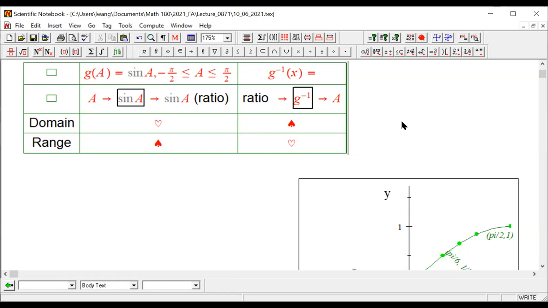Now I want you to look back and review what we have done. Those 1-to-1 functions we have done in the past, the exponential and logarithm functions, don't they all comply with this pattern? And they must. It's meant to be.